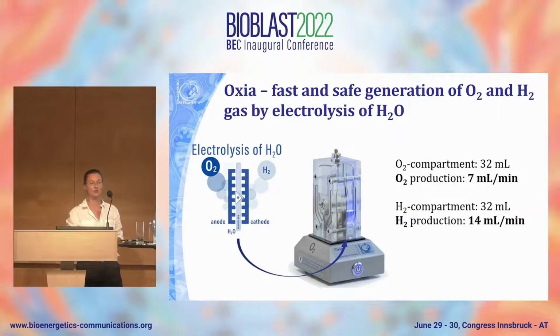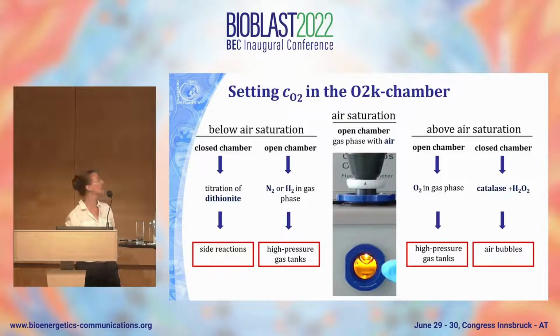When we talk about oxygen concentrations in the O2K chamber, we typically start at air saturation. We reach air saturation by opening the chamber and getting a defined gas phase above our liquid phase. If we just open it, so we have air in here, we will reach air saturation, which is dependent on the temperature, the barometric pressure, and the oxygen solubility of the medium. In Innsbruck, for example, we typically reach values of about 175 micromolar. And this is, of course, much higher than what you would have in the tissue or even at the level of mitochondria.